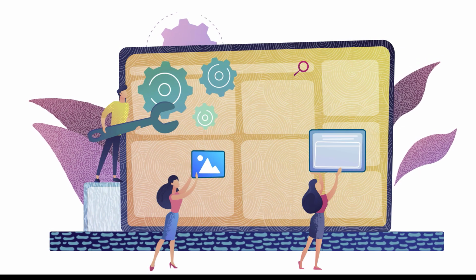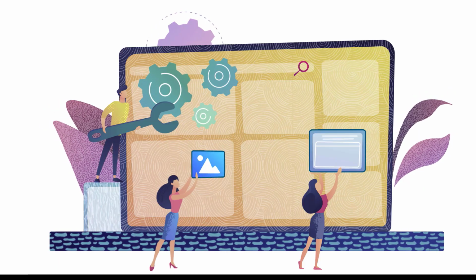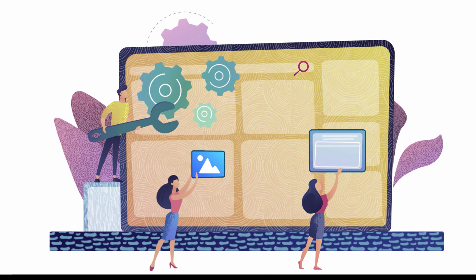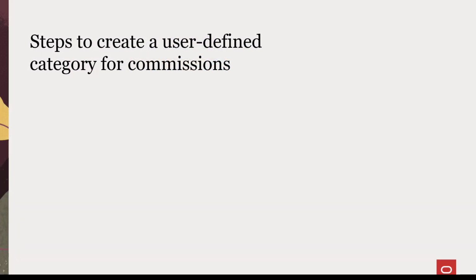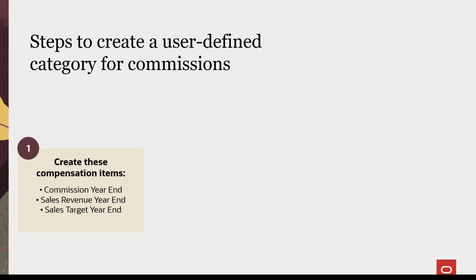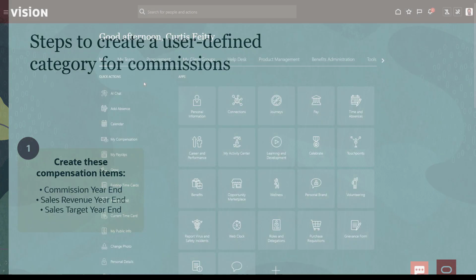In this fourth of our 6-part video series on creating a total compensation statement, you'll go through the steps to create a user-defined category for commissions. There are 4 steps to create a user-defined category for commissions. First, you'll need to create 3 compensation items.